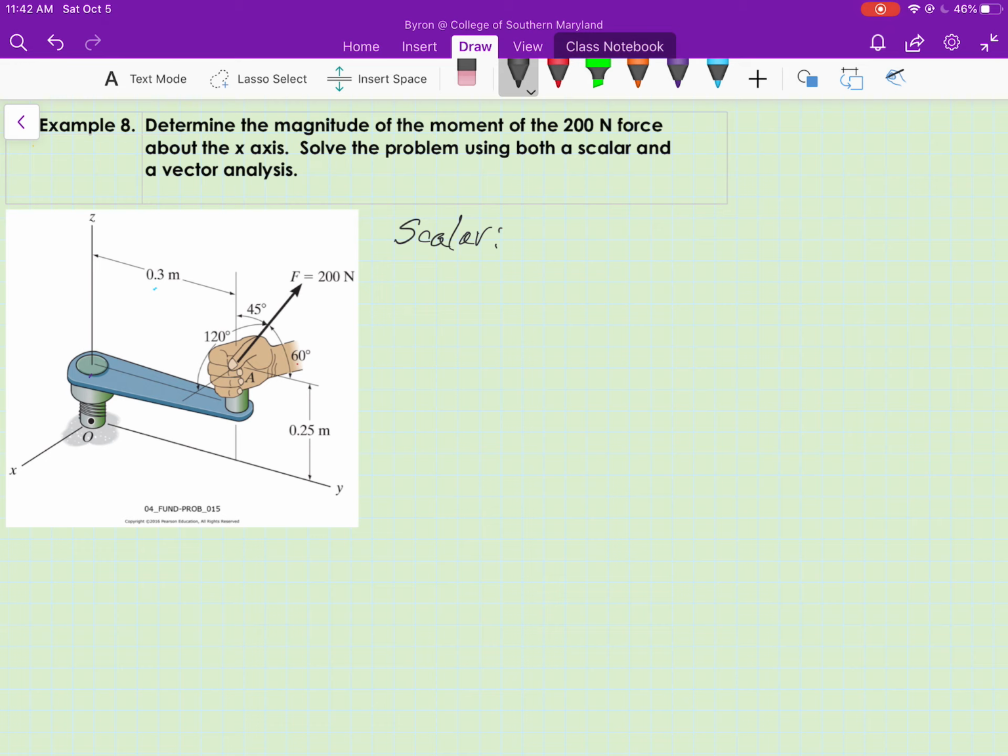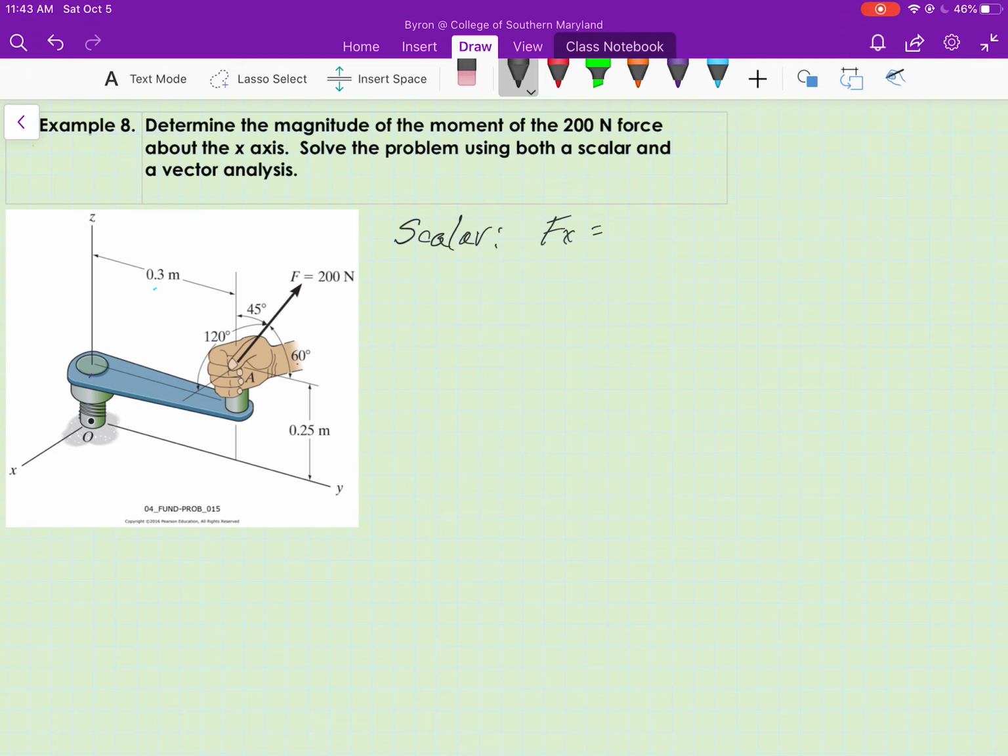My approach here is going to be to break the 200 Newton force into its x, y, and z components, and then determine the moment produced by each of those components about the x-axis, and then sum those moments to get the moment that the 200 Newton force creates about the x-axis. So I'll start by finding the magnitude of each of the components of the 200 Newton force.